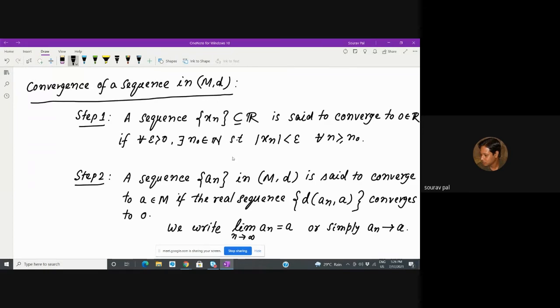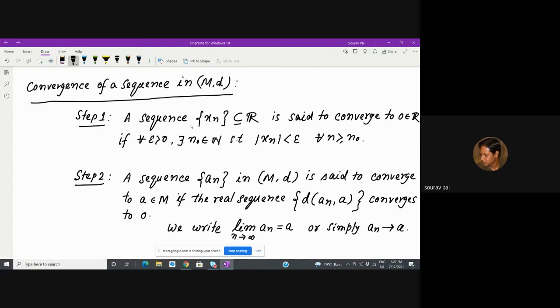So do you remember this definition? It is so simple. a_n converges to a. What does it mean in a metric space? You just take the real sequence d(a_n, a) that converges to 0. And you know the definition of convergence of a real sequence to 0, what is given in step 1. So please, I request all of you to remember this.